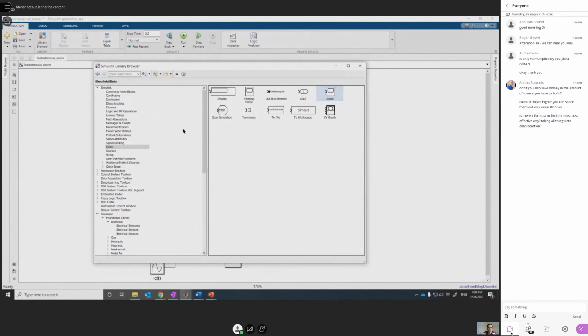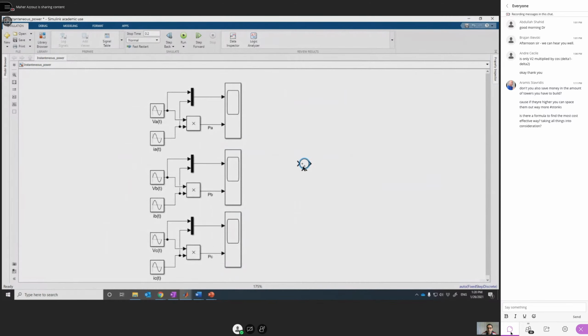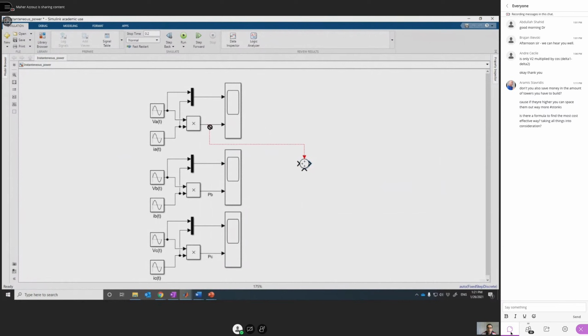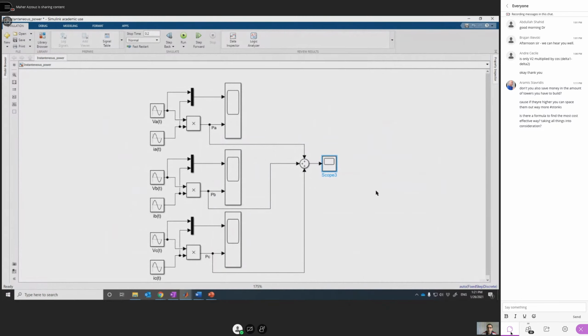So if you go to the library and go to summer. So let's use a summer here. We add the 3 powers together. So this is A. We add it to B, and then add it to C. Okay. And then let's connect an oscilloscope or a scope to see the total power. So this is going to be the total power, P total, which is the summation. Let's see how the total power, which affects the machine, looks like.